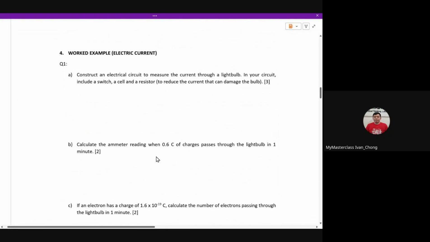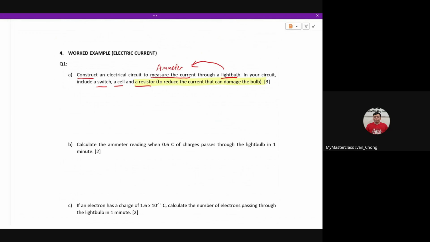So now read the question carefully. They ask you to draw and you want to measure current. First thing, I need my ammeter to measure current, and it is through a light bulb, so you need to use the ammeter with the light bulb. They tell me to use a switch, a cell, and a resistor, so I also include these. If the question ever asks why you put in an extra resistor, you can tell your teacher it's actually to protect my light bulb. Otherwise my current is too big, and it might cause the light bulb to explode.